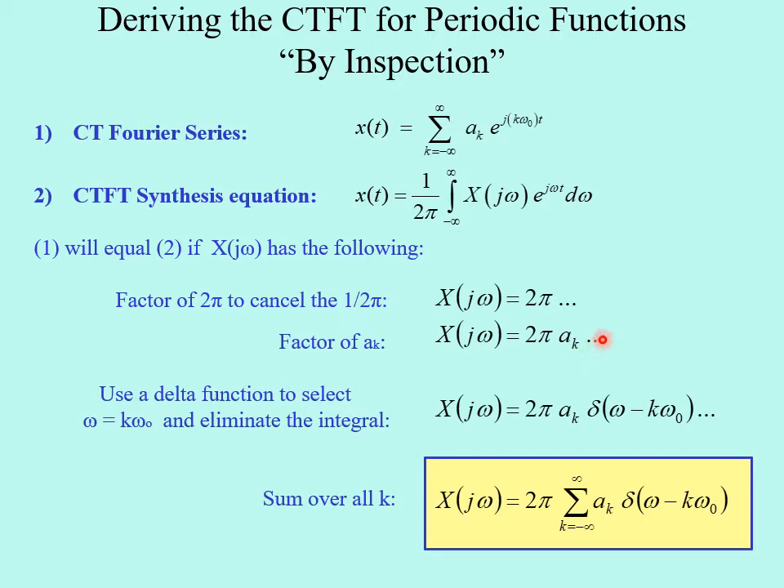Now, maybe the more tricky part is that we have to get this integral here to look like this sum up here. And the way to do this is to use a delta function that will force omega to be equal to k omega naught. Because notice here we have an omega, up here we have k omega naught. So if we multiply our result here by a delta function of omega minus k omega naught, that's going to force this omega to be equal to k omega naught. And then the last thing we have to do is just sum over all k, and we get the same result we got on the last slide.